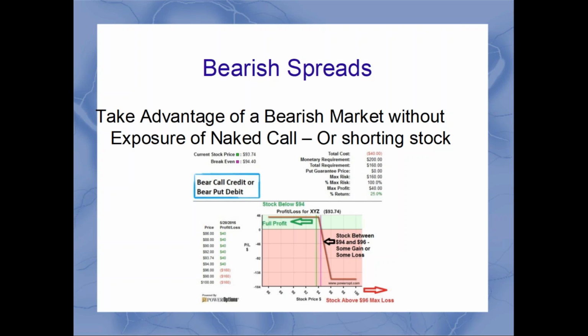Okay? All right, so the bearish spreads. Using leverage, taking advantage of a bearish market without the exposure of shorting the stock or a naked call position. Again, we're going to sell options that are above the current stock price, whether I'm doing a bear call or a bear put debit, and then we're going to buy a higher strike option. Full profit is when the stock is below both strike prices. Max loss, stock is above both strike prices and as before if it's in between.